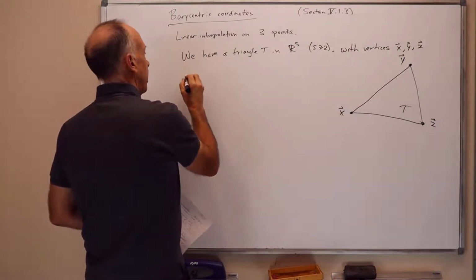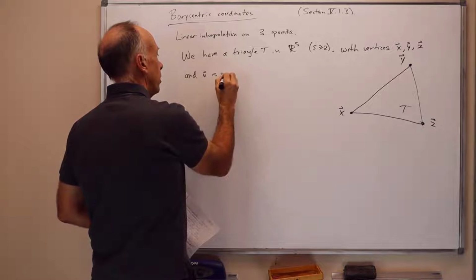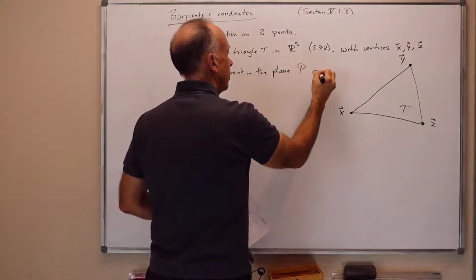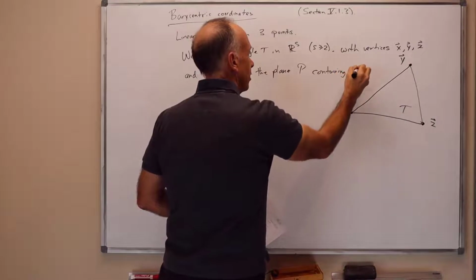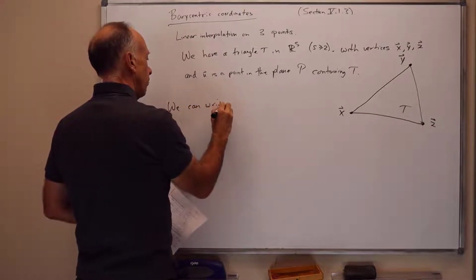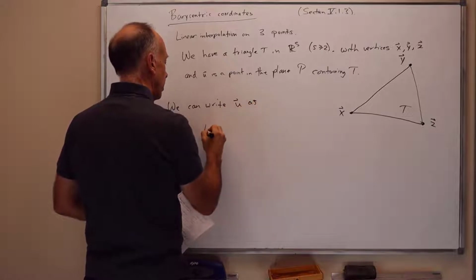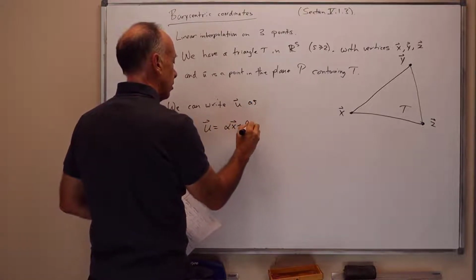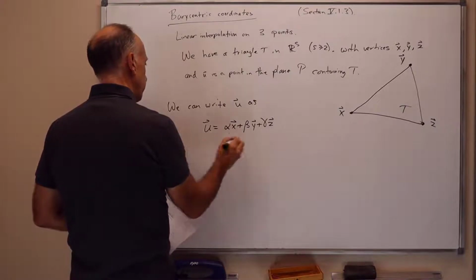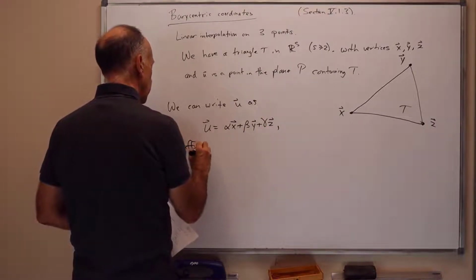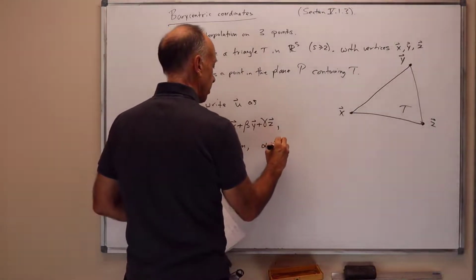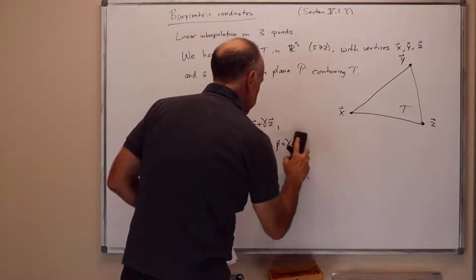And U is a point in the plane P containing x, y, and z, so containing the triangle T. If we write U in the following form, we can write U as U equals alpha x plus beta y plus gamma z, and this is an affine combination. So alpha plus beta plus gamma equals 1.